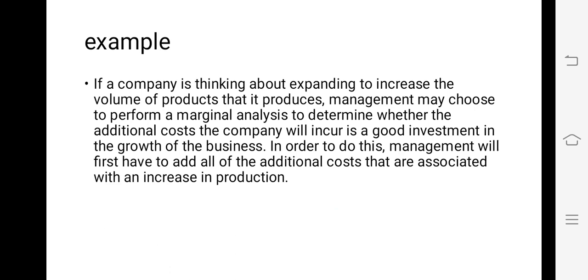For example, if a company is thinking about expanding to increase the volume of products that it produces, management may choose to perform a marginal analysis to determine whether the additional cost the company will incur is a good investment in the growth of the business. In order to do this, management will have to add all of the additional costs that are associated with an increase in production.